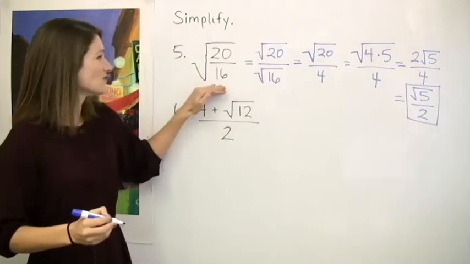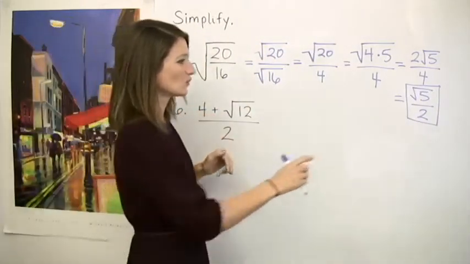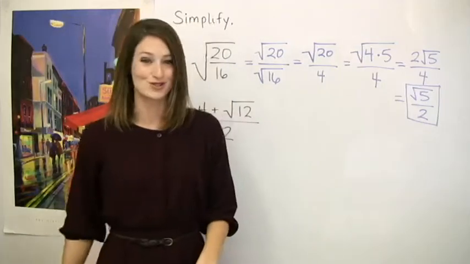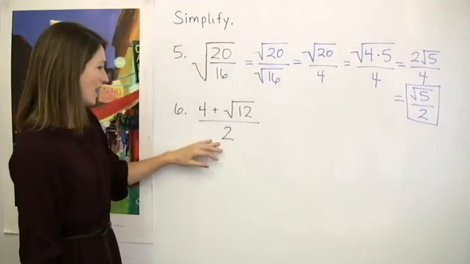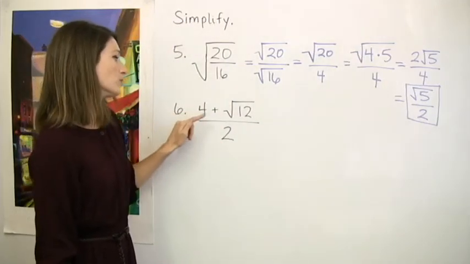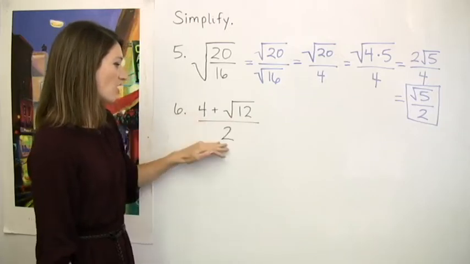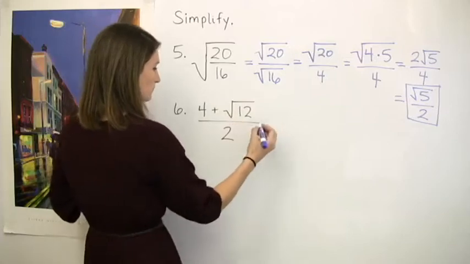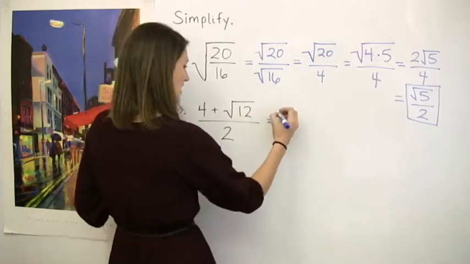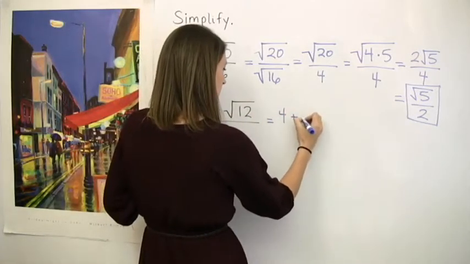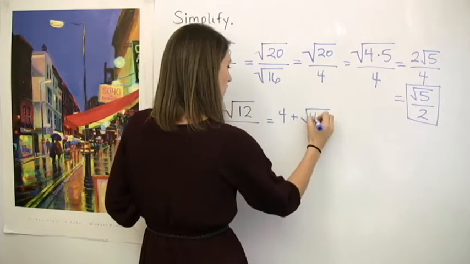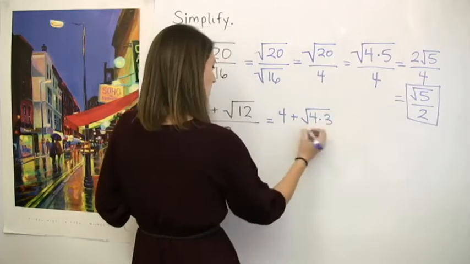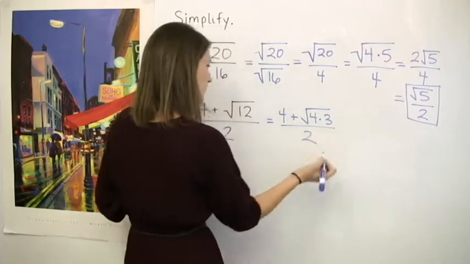So if we're simplifying the square root of 20/16, we get the square root of 5 over 2. Let's try another one. Here we have in our numerator 4 plus the square root of 12, and that's all over 2. So let's look at this radical to start. We can rewrite this as the square root of 4 times 3. And all of this is still over 2.